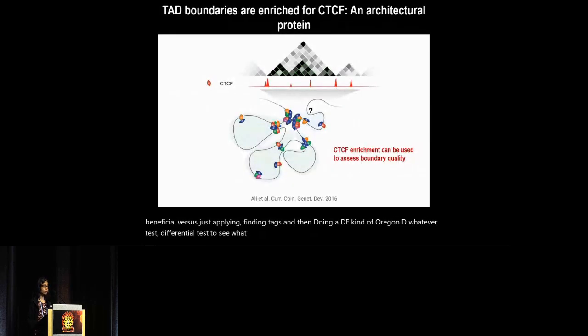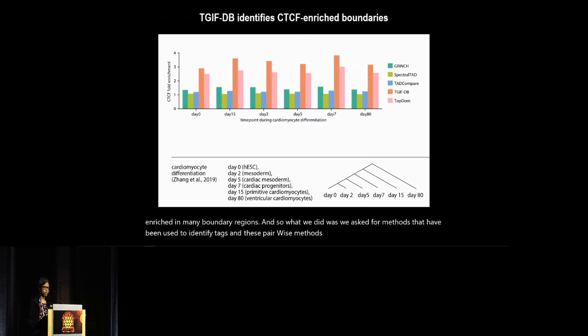Now, as I said, this is a type of unsupervised learning problem, and we don't know what the ground truth is. We don't know what the true boundaries or the TADs are. But we know that there are other signals in the genome that can help us say what is a meaningful boundary versus not. And one of those is this architectural protein called CTCF, which has been shown to be enriched in many boundary regions. And so what we did was we asked for methods that have been used to identify TADs, these pairwise methods, how do they look in terms of the CTCF enrichment?